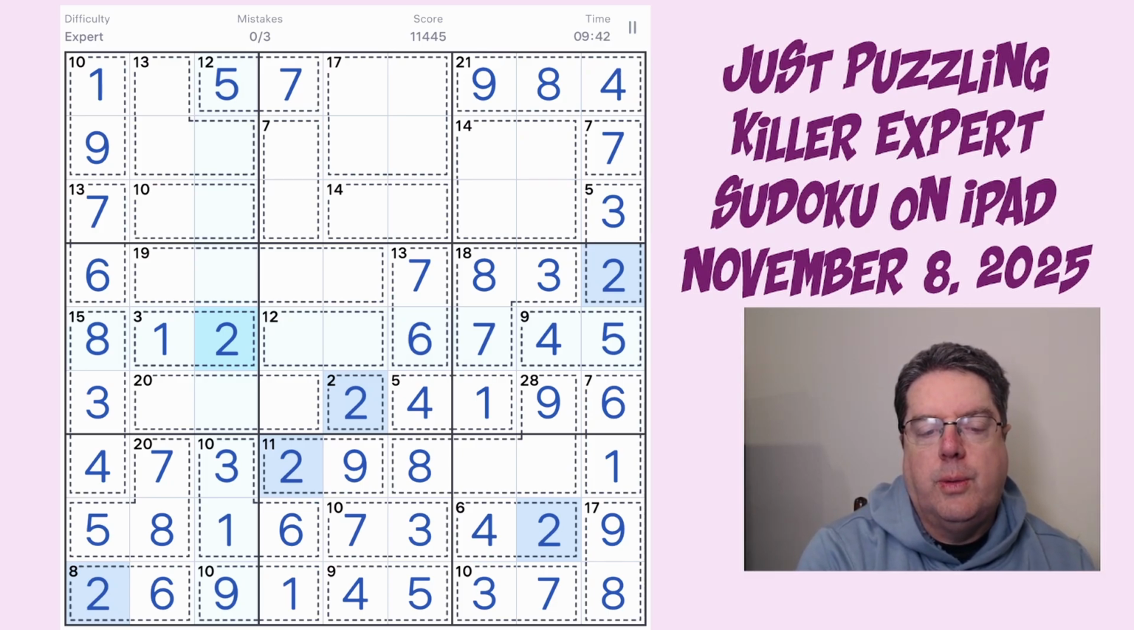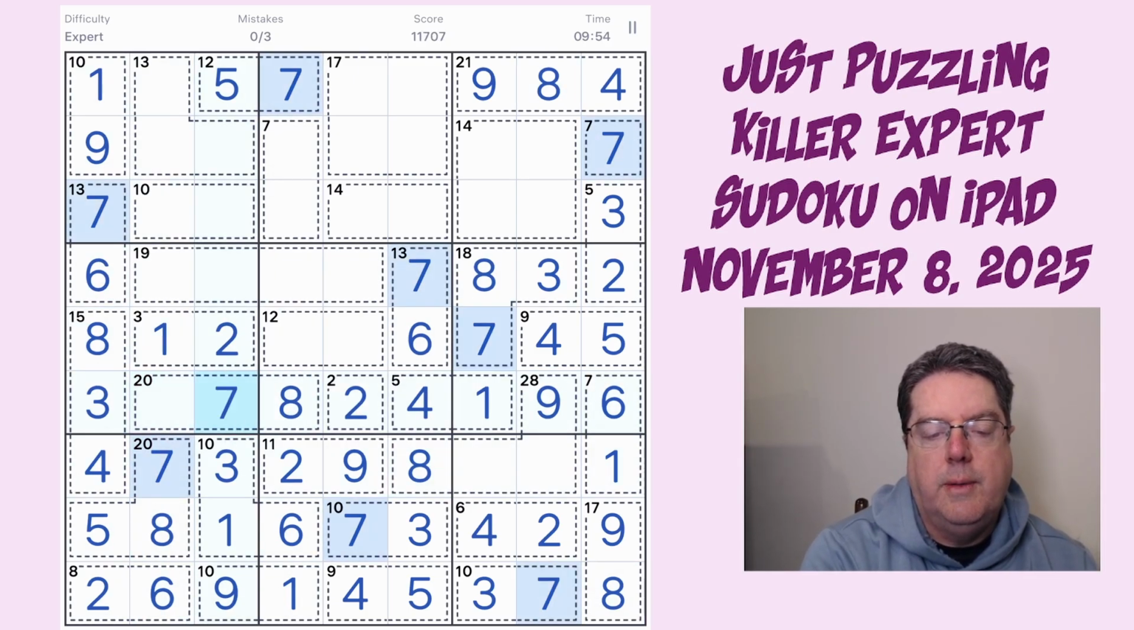1, 2, 3, 4, so 4 is here. 5, so 5 can be here with 8 and 7. 8 can't be here, so that's an 8. 7 can't be here, so that's a 7, leaving this to be a 5. This is going to be apparently a 9.